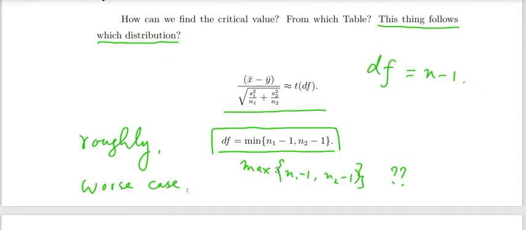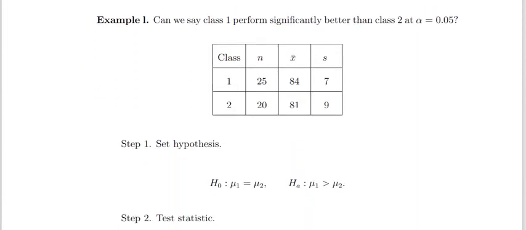Okay, so now let's consider this problem. Here we have two classes of Math 2526, and we use the same exam. Suppose I teach class 1 and my class average is 84, and some other person teaches class 2 and their average is 81. So from the result, it seems like our class does better than the other class, right?